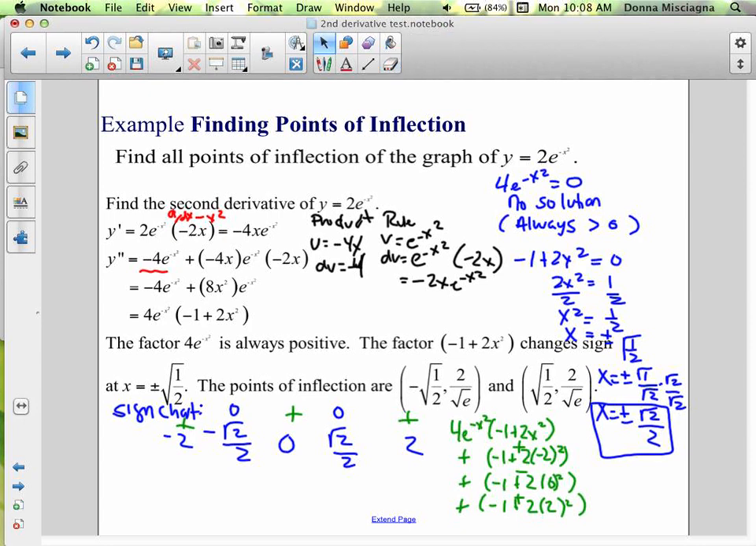We can see that the graph changes signs at negative square root of 2 over 2 and positive square root of 2 over 2. If we plugged those values back into the original function, we would get the y values that go with our inflection points. So these are the inflection points right here. This is where the second derivative equals 0, and then you just plug it back in. So this is just f of negative square root of 2 over 2. And the same thing here: the second derivative equals 0, and this is just f of the square root of 2 over 2.